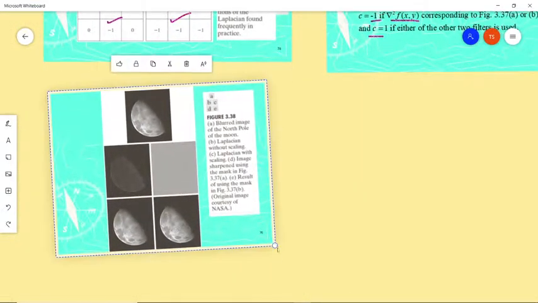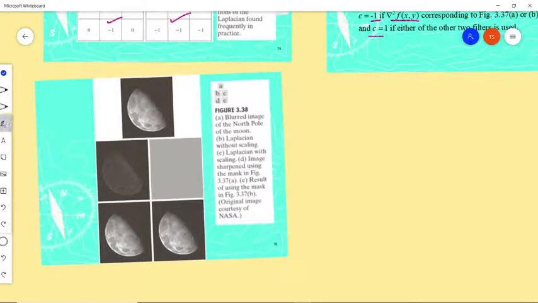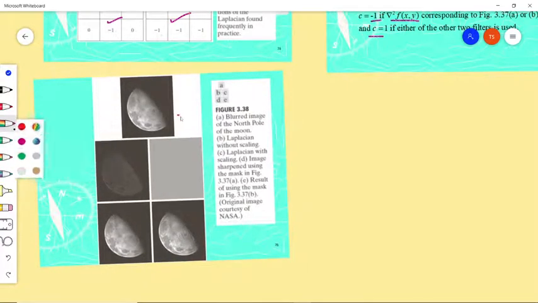I think it is clear. See, this is the original image, this is the Laplacian scaling image, and this is the Laplacian image sharpened using some mask. This is without scaling and this is with scaling, and this is the sharpened image with the mask value. By all this, this is the resultant output image.